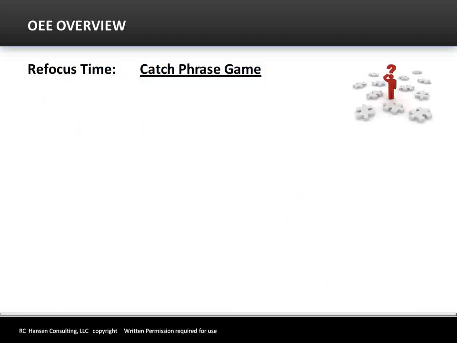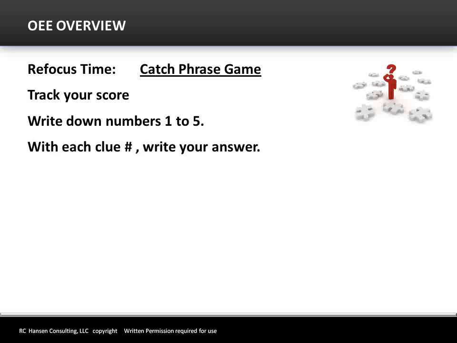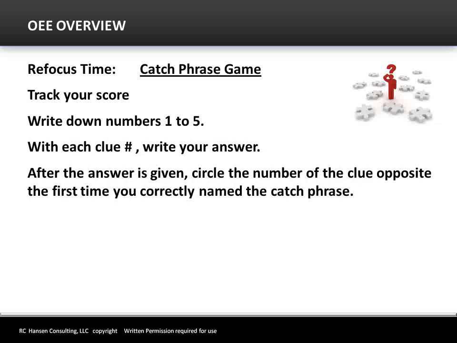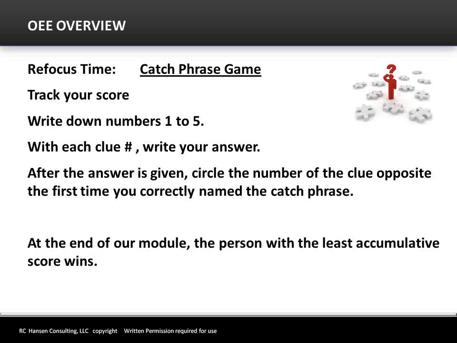All right, let's have some refocus time. We'll play a catchphrase game and keep score. You'll need to get a paper and pencil for this because you want to track your score. We'll write down numbers 1 to 5, and with each clue number, you'll write your answer. After the answer is given, circle the number of the clue opposite the first time you correctly named the catchphrase, and at the end of the module, the person with the least accumulative score is the winner.